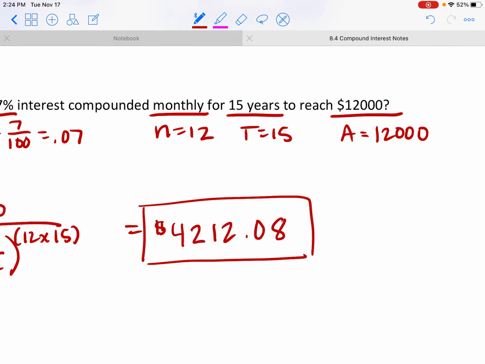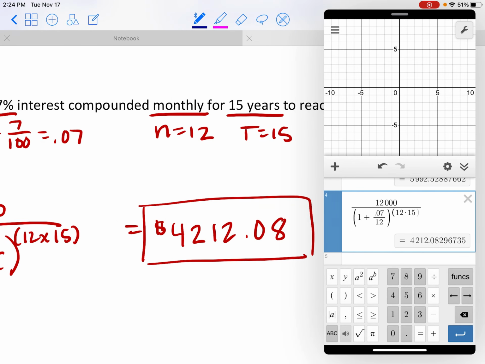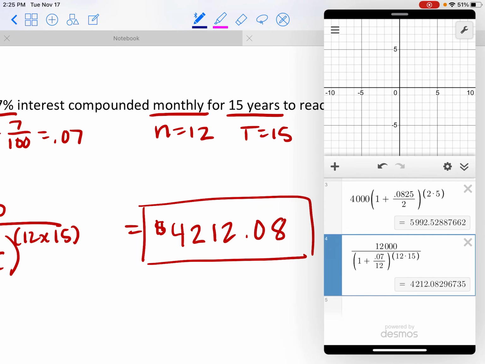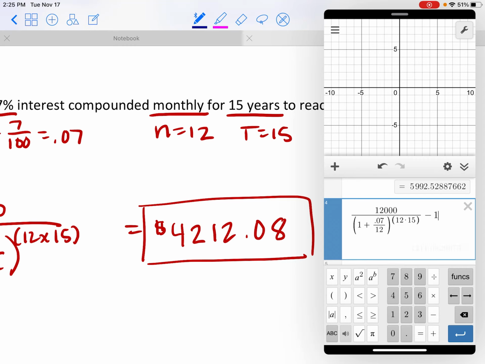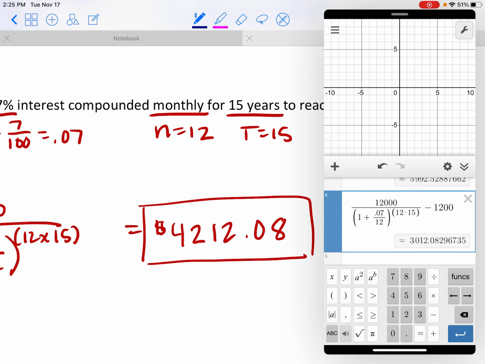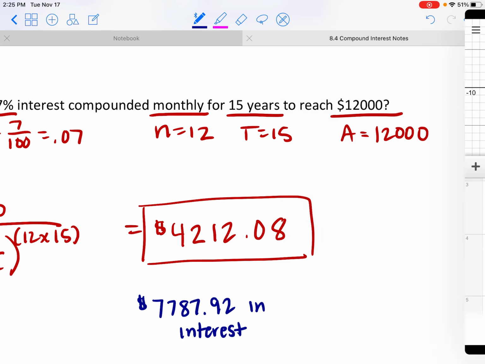That's a lot of interest, right? If you had 12,000 at the end there, let's just say minus 12,000. So the difference is $7,787.92 in interest, right? That's a lot of money in interest, okay?